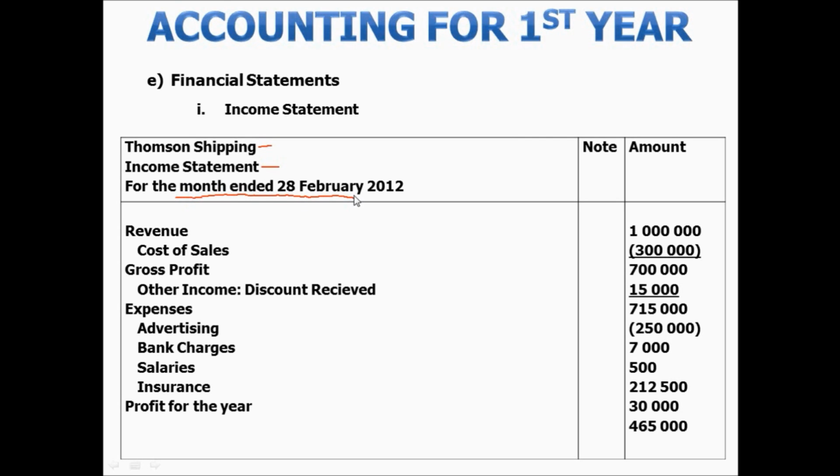Our income statement shows us our incomes and our expenses. We would then start with our income, less all our expenses, and the two of these would then add up to our profit for the year.